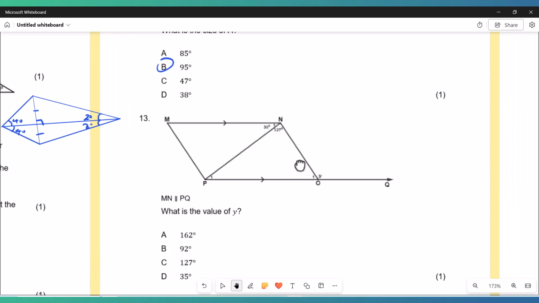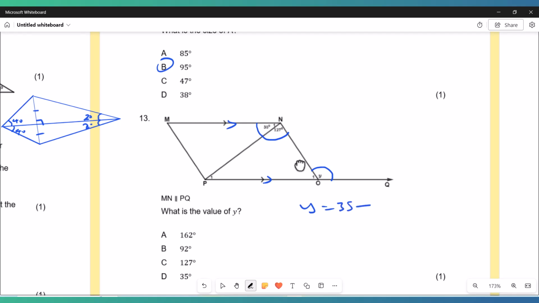They say MN and PQ are parallel. Yes, we see them here. They are parallel. Okay, what's the value of angle Y? I'm looking at this angle Y here. Because the lines are parallel, I see that my Y is alternate with these angles here. So I'm going to say that my Y equals 35.